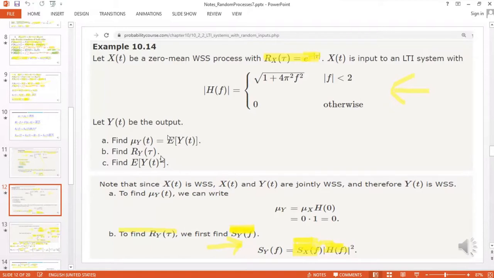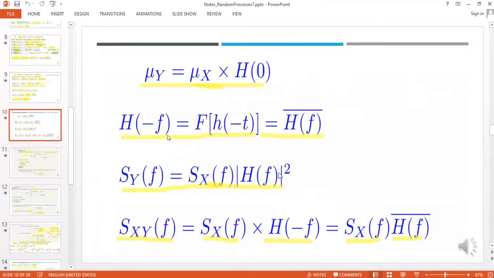wide sense stationary, if we take the inverse Fourier transform of the spectral density of y, we will get Ry(tau). So if somehow I know the power spectral density of y, that is SY(f), then I take the inverse transform of this and I will get Ry(tau), the autocorrelation function of y. And we have proved this result today only.